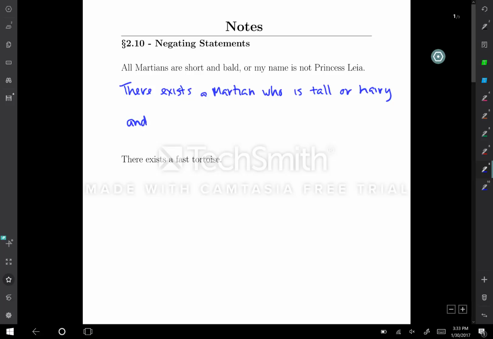and my name is Princess Leia. Remember from De Morgan's laws that we change and statements to or and vice versa. That still holds when we're negating statements.